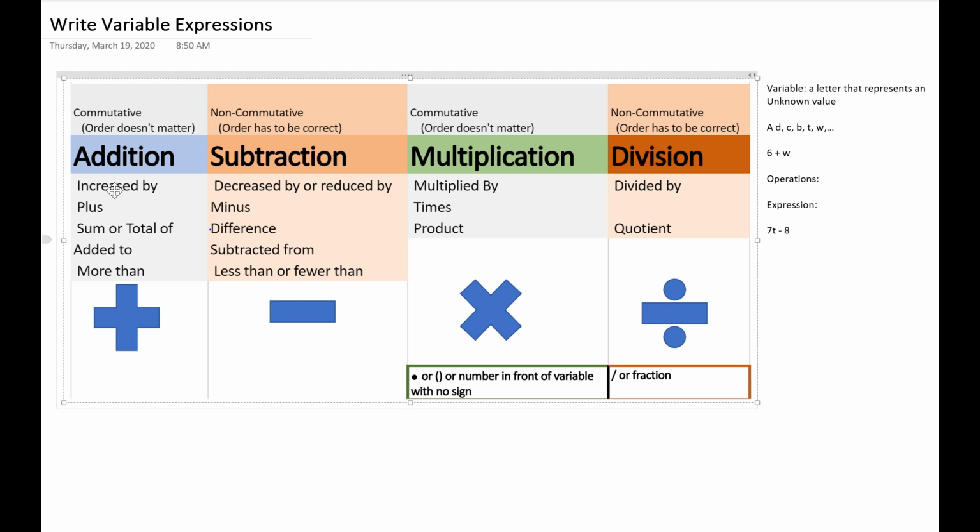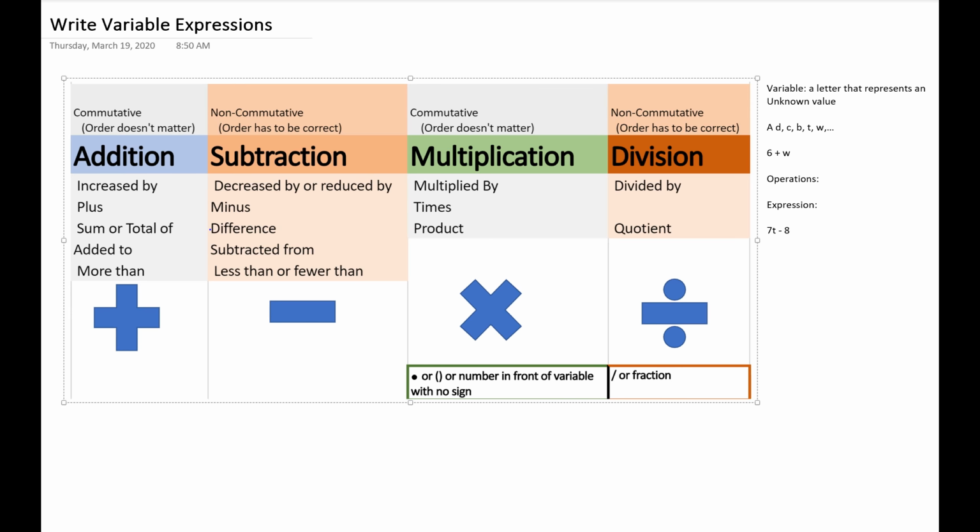Other words for addition, we just use plus. There's also increased by, so s increased by 7 would be s plus 7 using the plus sign. You could also use added to or more than. And addition is commutative. What that means is that the order doesn't matter.